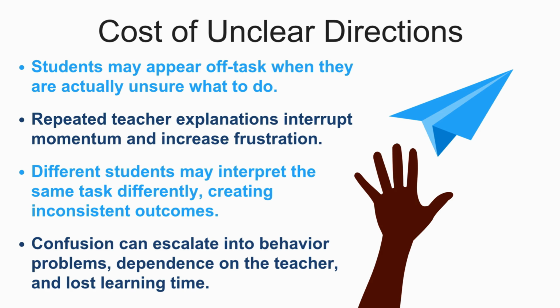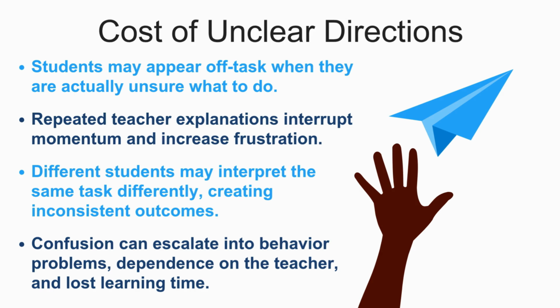So I wasn't clear with my directions. I go over to Johnny to explain. Boom, I'm explaining to Johnny. Susie hears me say something to Johnny. Now she has a question. Susie's question gets answered. Now Tamika has a question. So these are the costs of unclear directions.